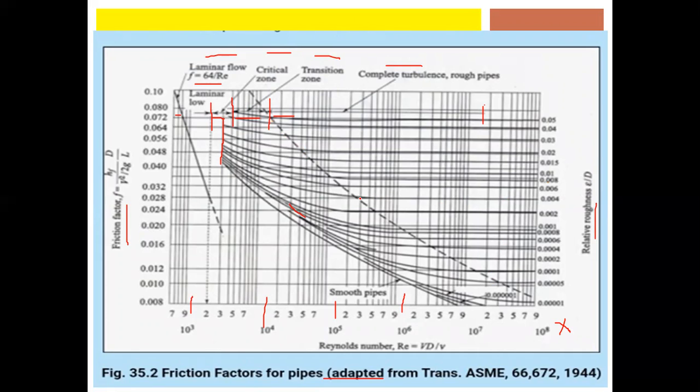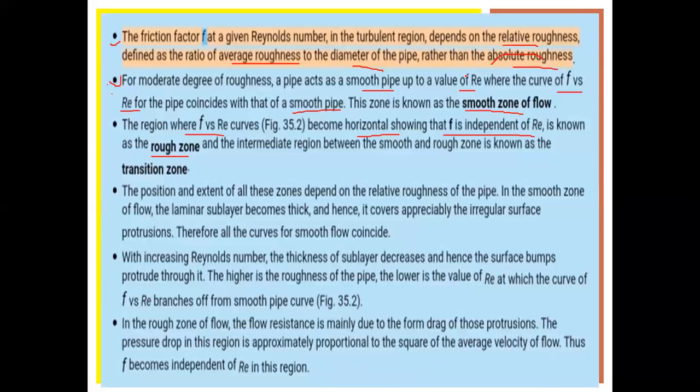After this dotted line, everything that comes is a straight line. These straight lines are called the rough pipes. The straight lines are known as the rough zone, and the intermediate zone between the smooth zone and the rough zone is known as the transition zone.